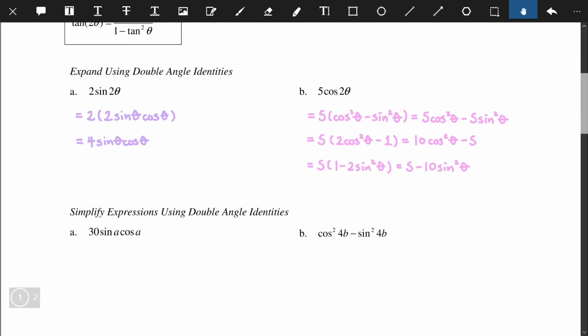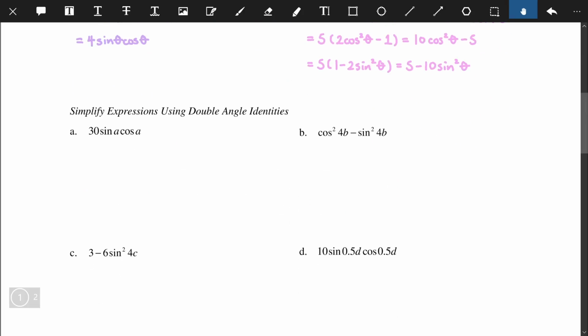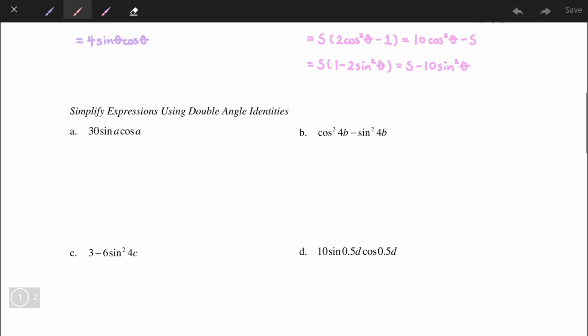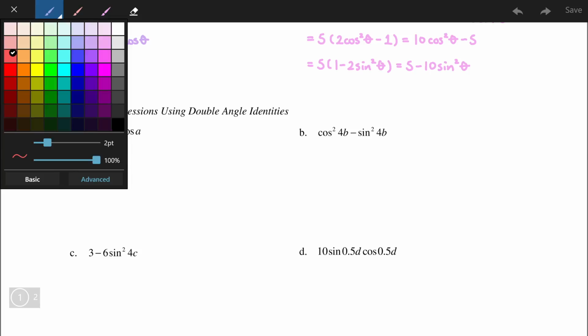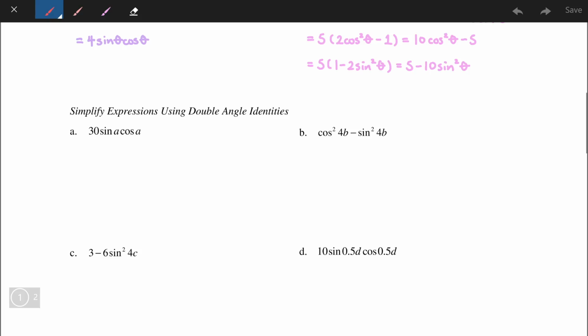Okay, so the next part is the reverse. We're going to simplify some expressions using double angle identities. It's a little bit trickier because sometimes the double angle identities are not as obvious. So then in this first example, instead of 30, we know 30 is 15 times 2. So we can rewrite the expression as 15 times 2 sine A cosine A. And we know that this part here is equal to sine 2A. So the expression can be simplified to just 15 and then sine 2A.